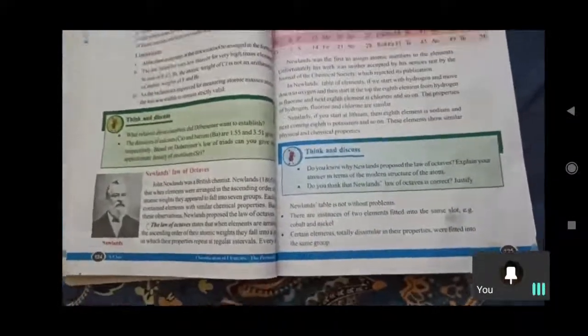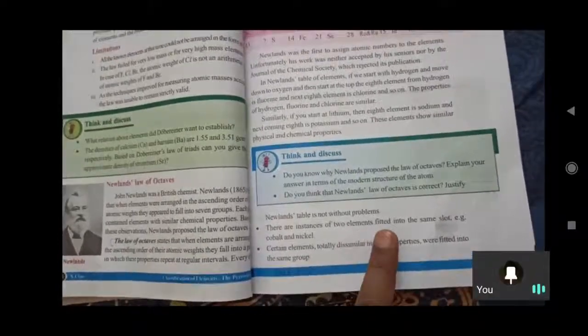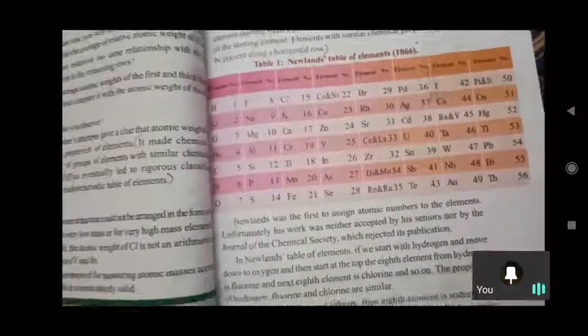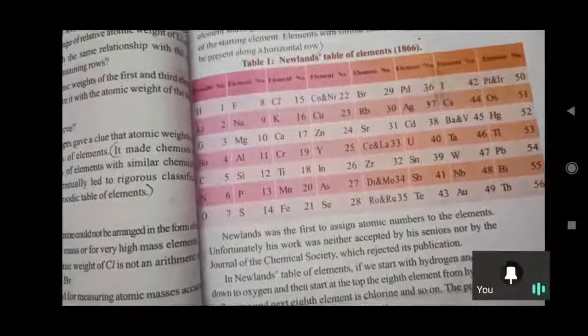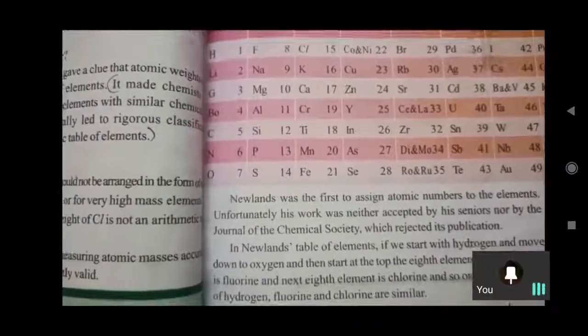What are the drawbacks here? There are instances of 2 elements fitted in the same slot, like cobalt and nickel. That is the drawback. He fitted 2 elements in one slot. Why has it been given like that? There is no clear information. And certain elements totally dissimilar in their properties were fitted into the same group. Sometimes totally dissimilar elements got fitted into one group.